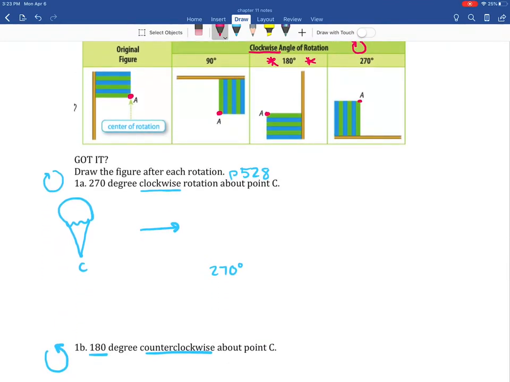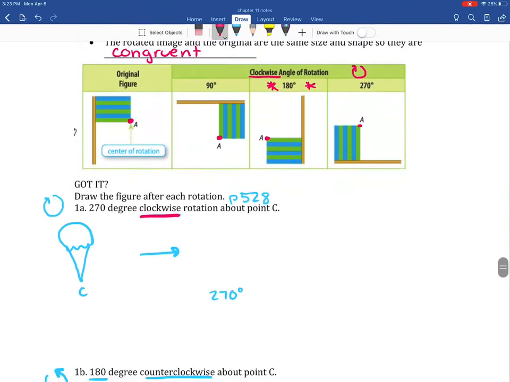It says draw the figure after each rotation. On page 528 under example 1, you will see a picture of an ice cream cone, which I've drawn here. 1A says 270 degrees clockwise, meaning we're moving the direction in which the clock turns, rotation about point C. And point C is the bottom of the ice cream cone. So I would start out by drawing your ice cream cone and labeling point C. I know I'm moving 270 degrees the direction in which a clock turns.